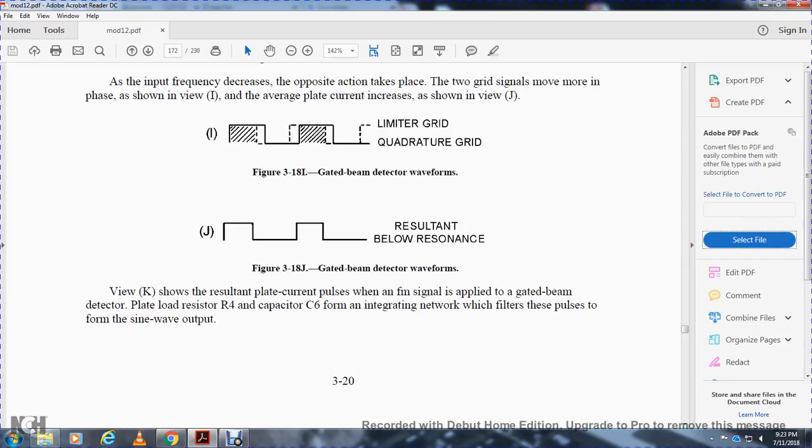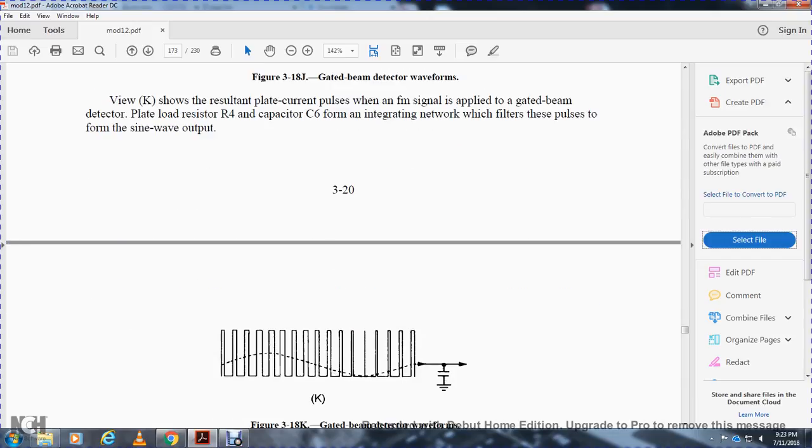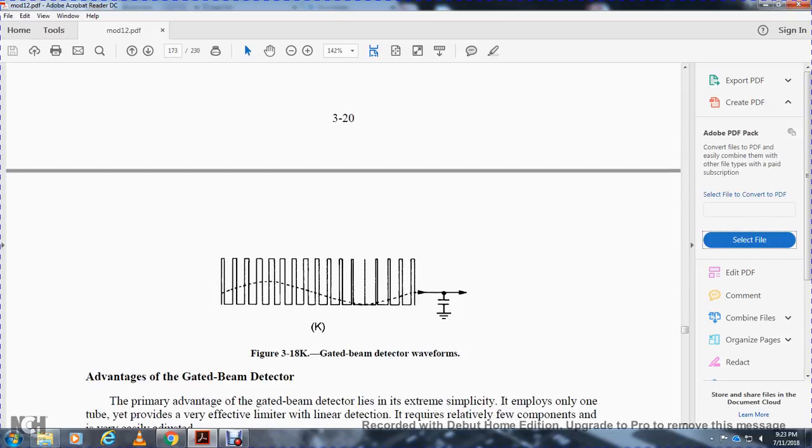View K shows the resonant plate current pulses when the frequency-modulated signal is applied to the gated beam detector. The plate load of resistor 4 and capacitor 6 form an integration network, or filter. These pulses form the sine wave output. Figure 3-18 shows the gated beam detector waveforms.